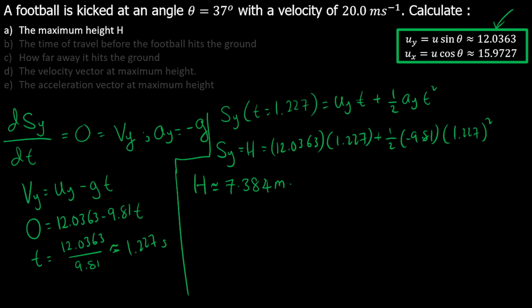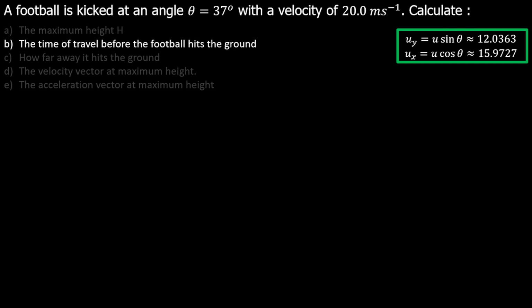Now the next part is the time travelled before the football hits the ground. Let's draw it out. The football is kicked and it takes a parabolic shape, and when it hits the ground, it returns to the same height that it started. So sy starts at 0, and when it ends it is 0 as well.